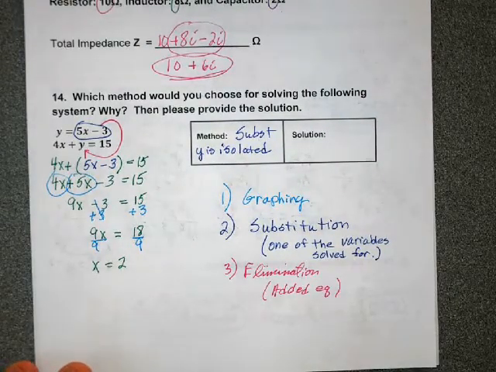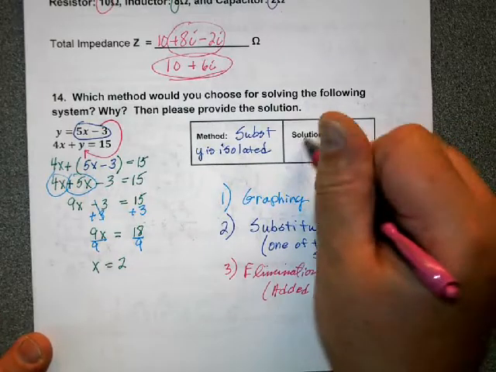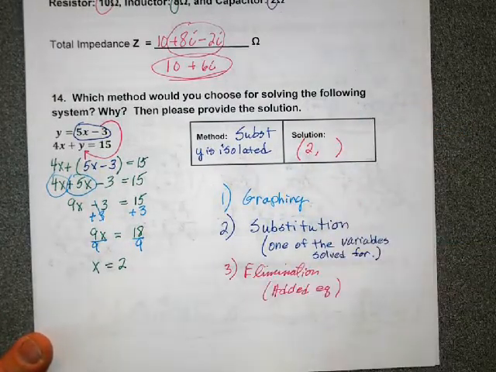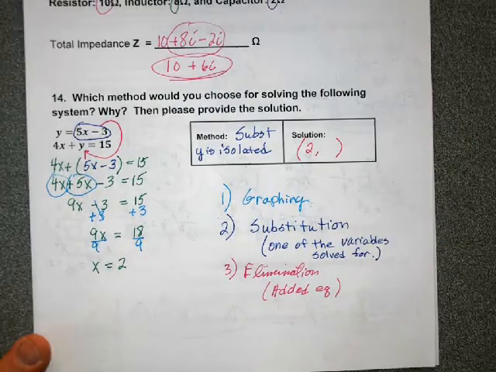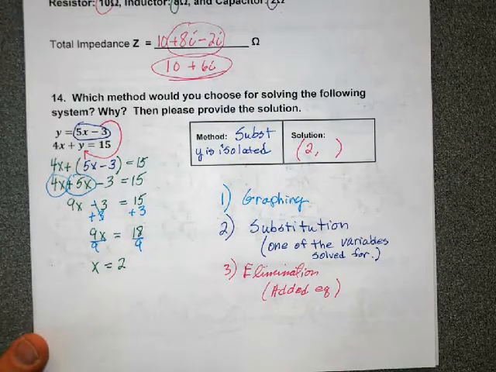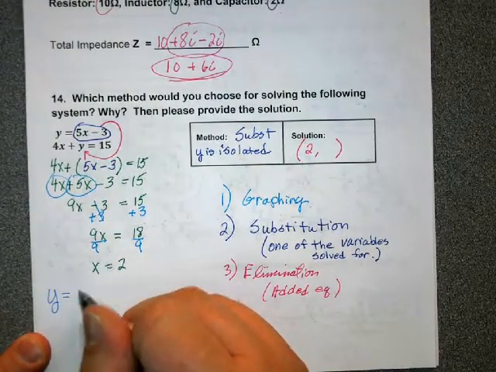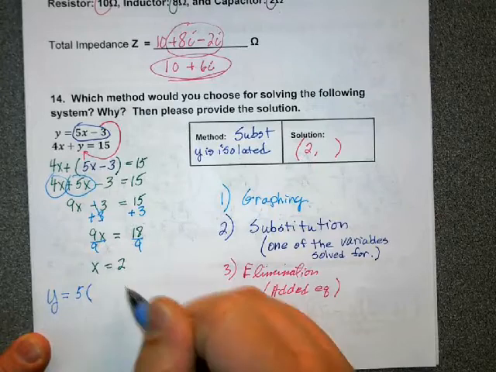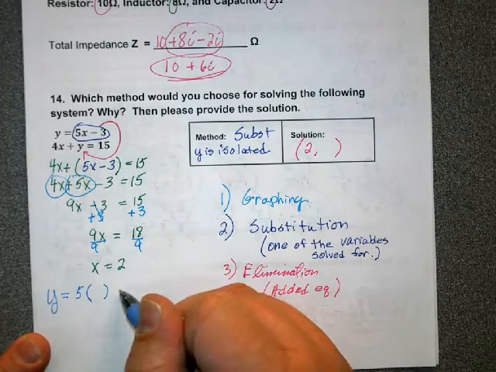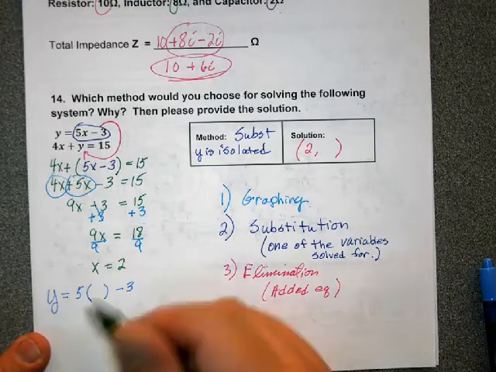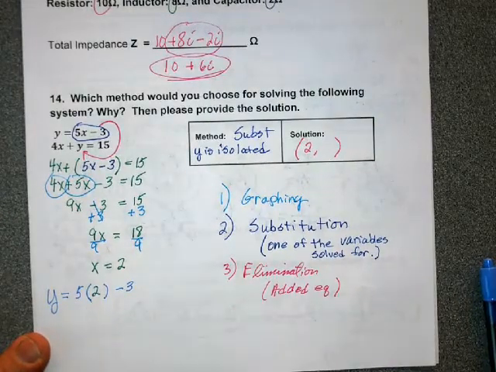And that 1 point, I know the x value is 2. I have to find that y value, right? So pick an equation. Top one, yeah. y equals 5, this time I'm going to substitute in for the x, minus 3. And x is 2. So this equals 10 minus 3, which is 7.